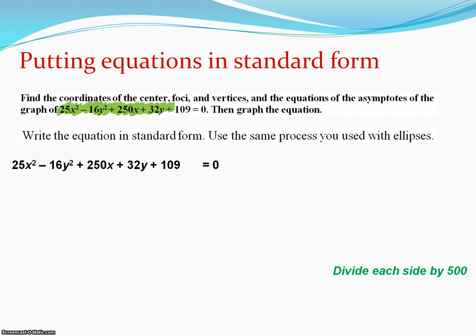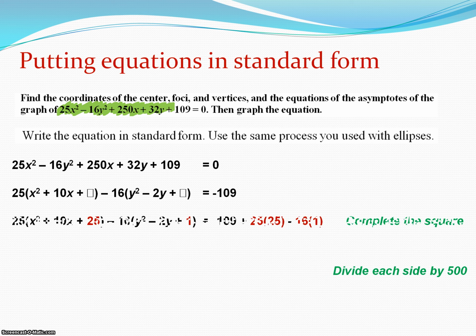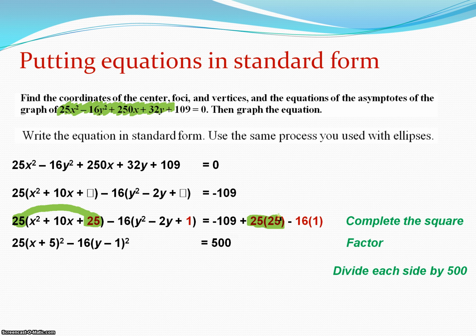So let's start by splitting things into x and y values. And we'll factor out the leading coefficient so that we can complete the square. So I've completed the square twice. Okay, notice that here I haven't just added 25, I've actually added 25 times 25, right, because I'm distributing. And so I add that to the other side. Okay, and then I'm going to factor these perfect squares.